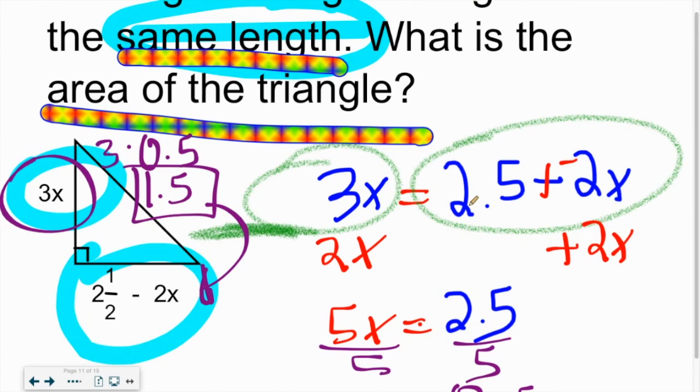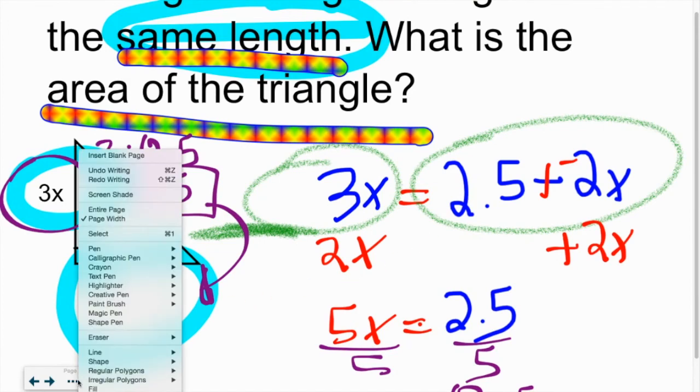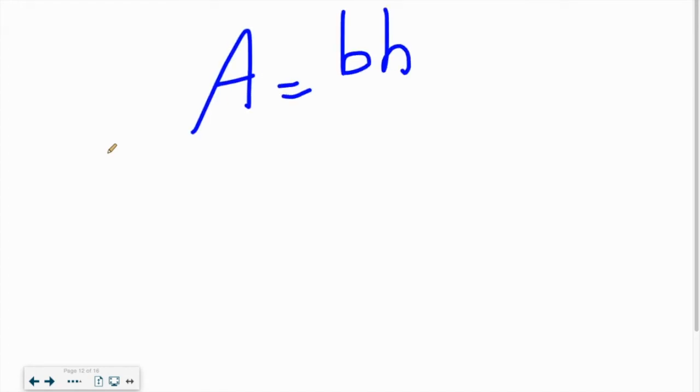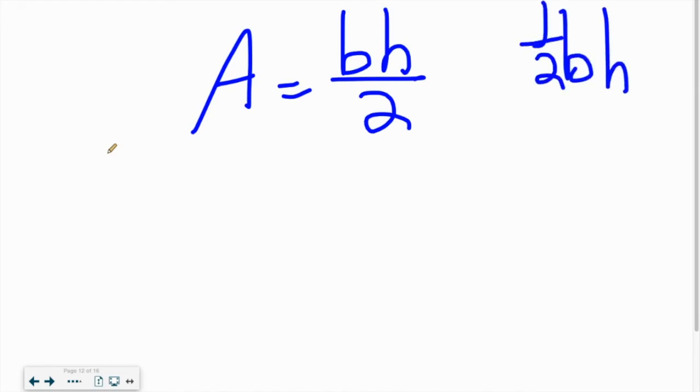That's great, but that still doesn't answer the question, what's the area of the triangle? In order to do that, I'm going to insert a new page so I have room. You can go down below in between, or maybe you can fit it in there. I need to find the area of a triangle. That formula, BH over 2, is how we're used to seeing it. You might have seen it as BH and 1/2, so half times BH. Either one works, but I'm going to use this first one because where we're at, a lot of people have seen this and are more familiar with that.